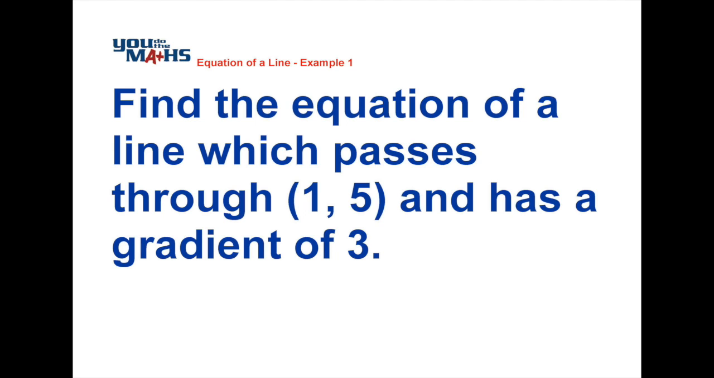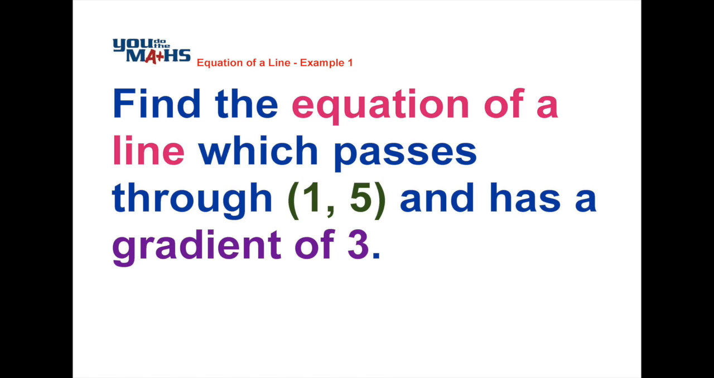In this example, we're trying to find the equation of a line. Let's have a look at some of the key points of the question. Clearly our end task is to find the equation of a line. It goes through the point (1, 5) and it has a gradient of 3. So those last two facts will be important to help us find the equation of a line.